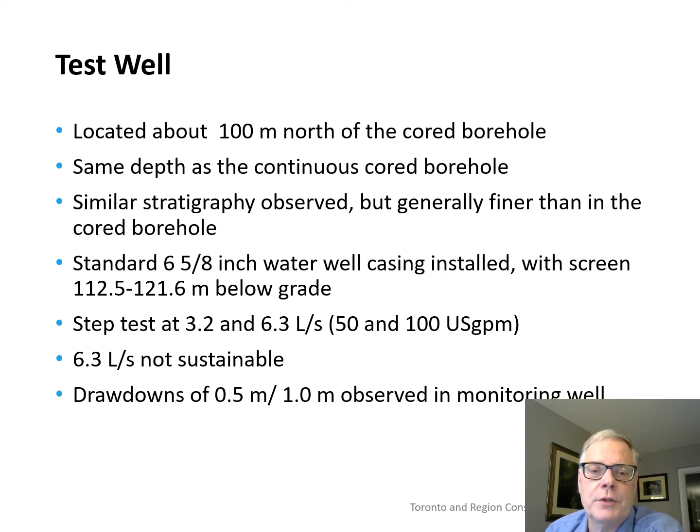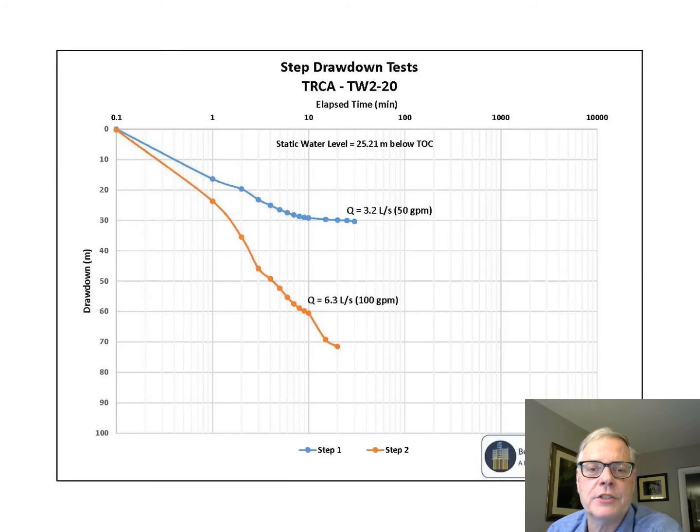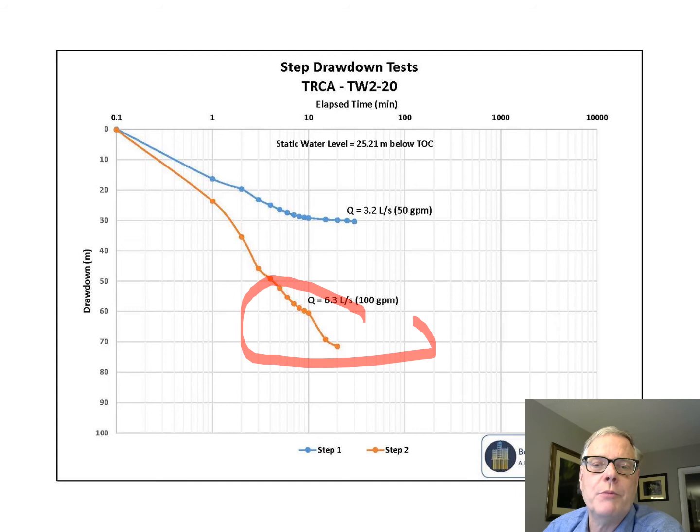We also noticed drawdowns of 0.5 meter and 1 meter during the two steps in that initial cored monitoring well, demonstrating we're still in the same aquifer with decent connection. This is a detailed plot of the drawdown test that was performed, the step test. And you can see, obviously in this case, 6.3 liters per second, or 100 gallons a minute, is not sustainable.